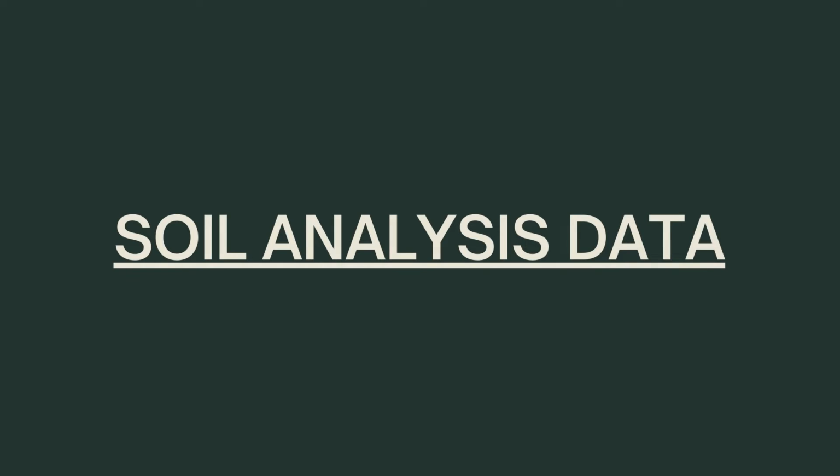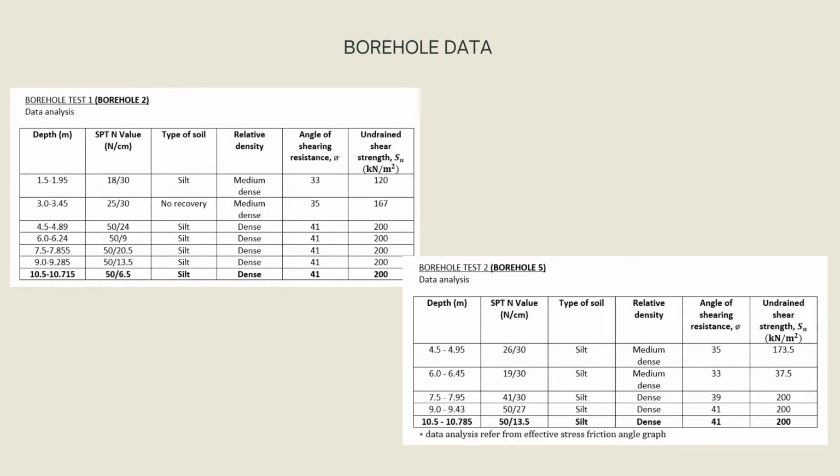Next, we move to the soil analysis data. These are the borehole data that we use to make our assignment. The data show that the soil at borehole 2, which is borehole test 1, is dense and the undrained shear strength is increasing from 120 kN per meter square to 200 kN per meter square. Most of the soil at borehole test 1 is silt.